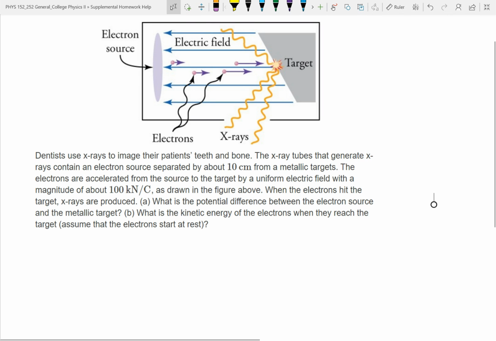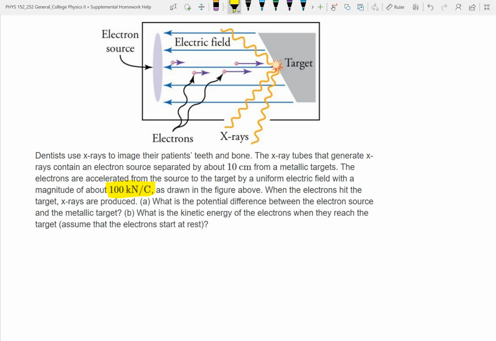Okay, so we're going to look at this problem. Dentists use x-rays to image their patient's teeth and bone. The x-ray tubes that generate x-rays contain an electron source separated by about 10 centimeters from metallic targets. The electrons are accelerated from the source to a target by a uniform electric field with a magnitude of 100 kilonewtons per coulomb, as drawn in the figure.